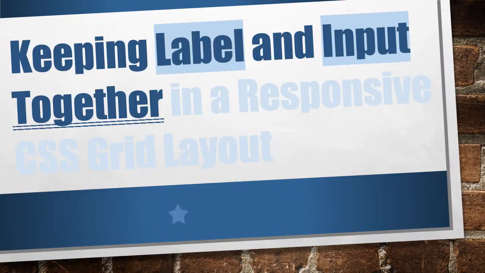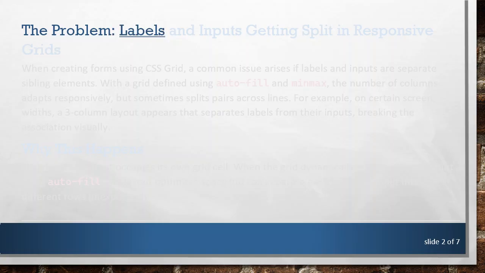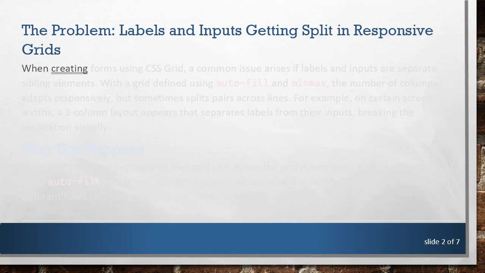Keeping label and input together in a responsive CSS grid layout. The problem: labels and inputs getting split in responsive grids. When creating forms using CSS Grid, a common issue arises if labels and inputs are separate sibling elements.